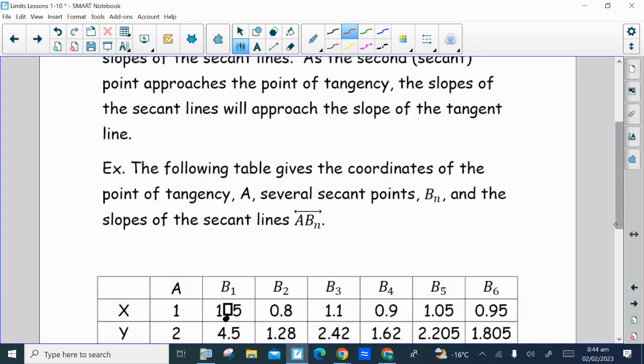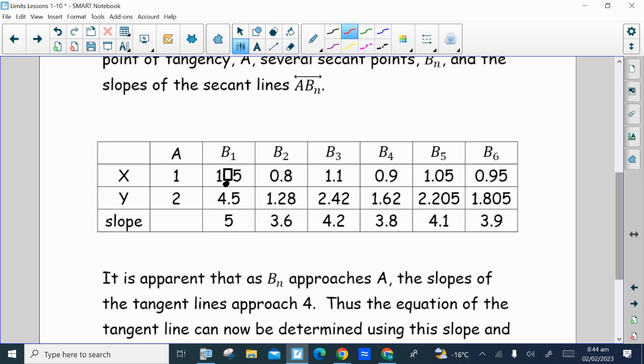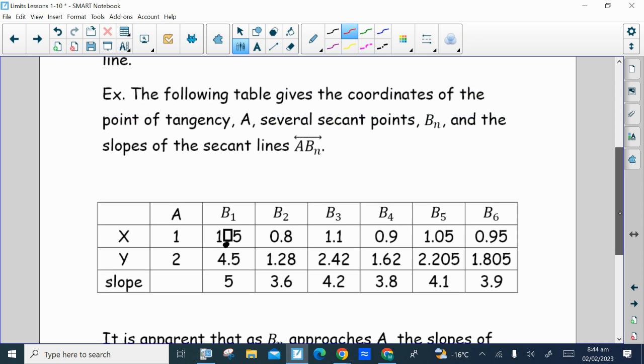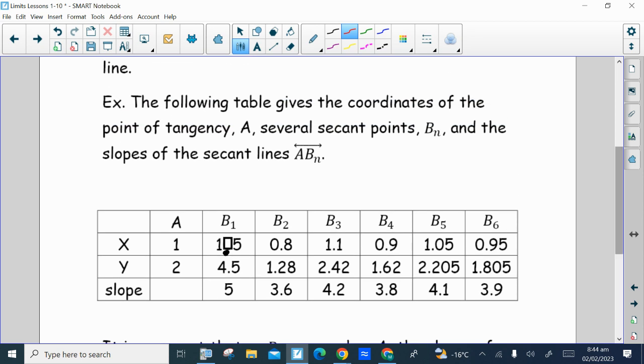Okay, so in this example, the following table gives the coordinates of the point of tangency, which is A. So this point A is a point of tangency, and several secant points, B sub n, and the slopes of the secant lines, A to B sub n.